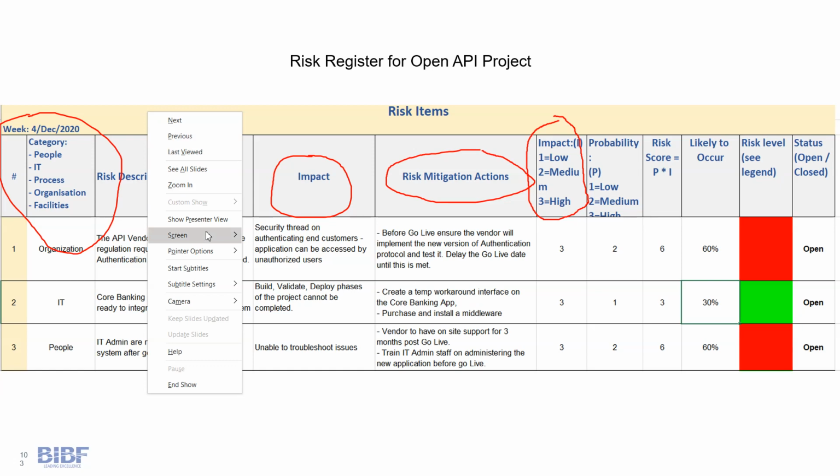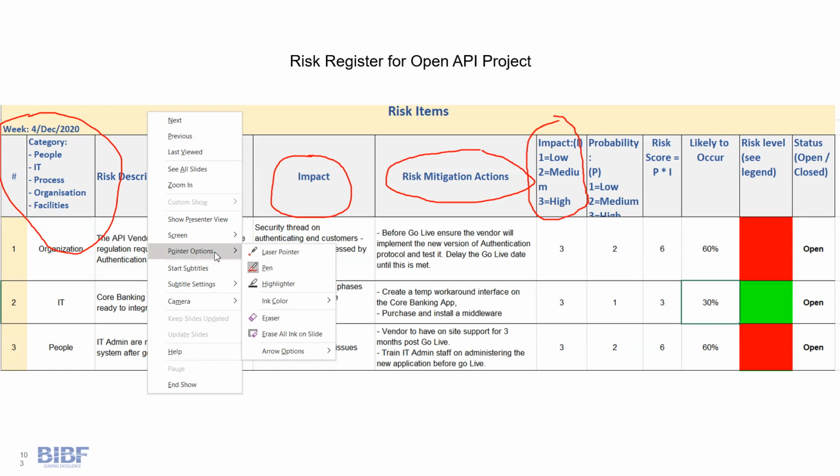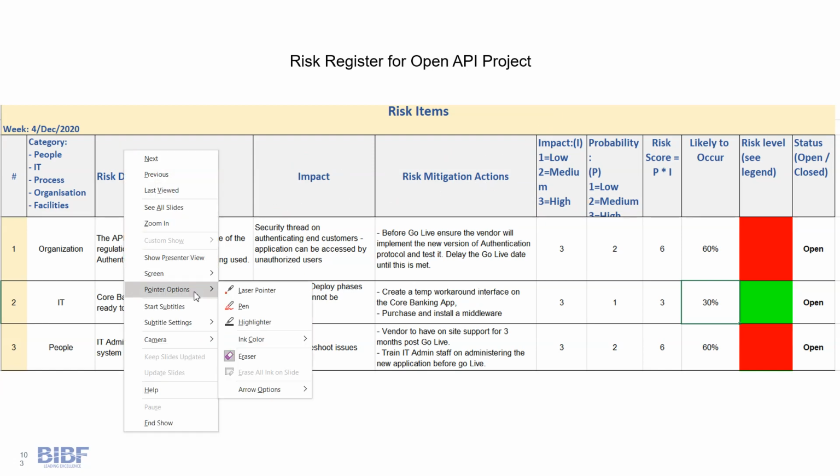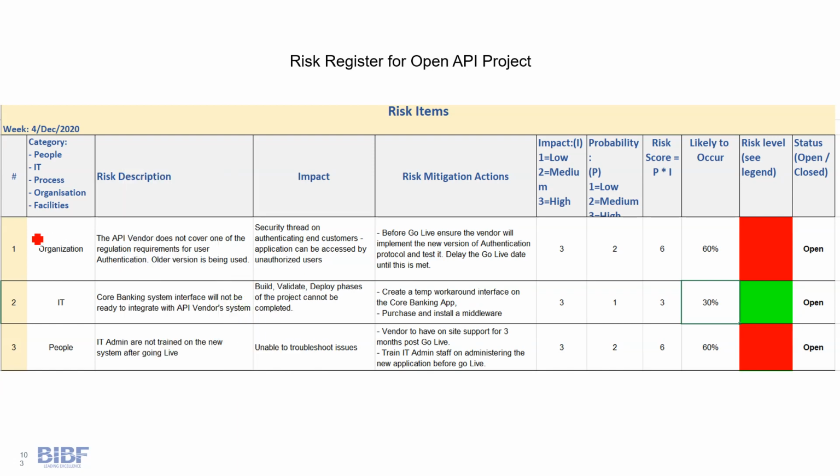So let's go ahead and come right here. All right. So the first one, number one, the category is organization. And the description is the API vendor does not cover one of the regulation requirements for user authentication. Now, in terms of open API, you have a lot of different options from the regulation requirements standpoint.